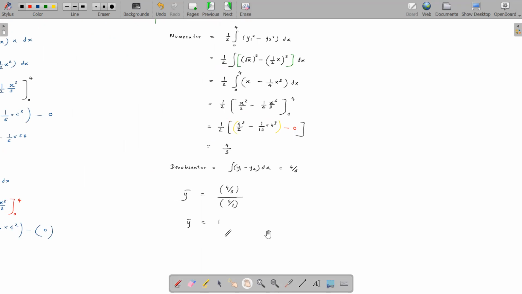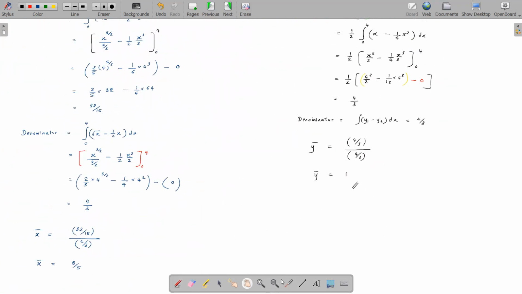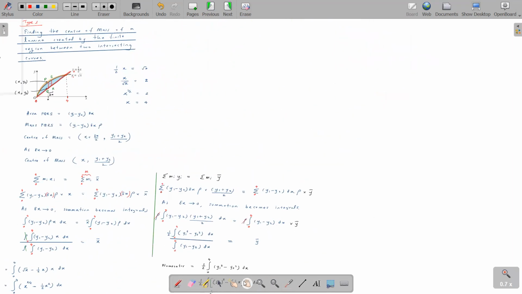So that's it. You can see the full working here. This is how you find the center of mass of this lamina, which was bounded by two intersecting curves. All right, so this is how it's done.